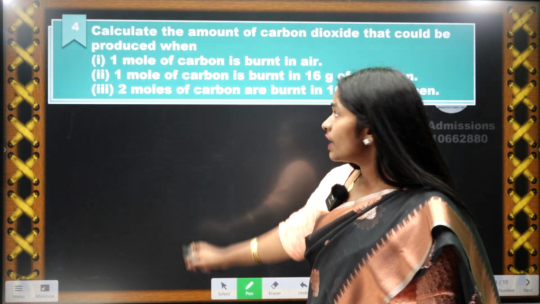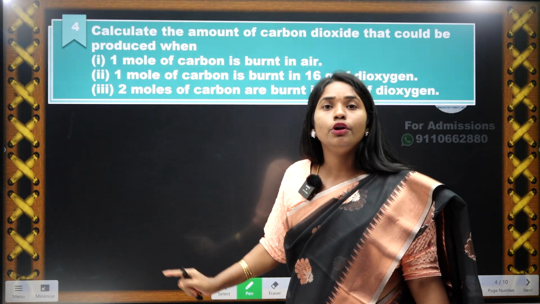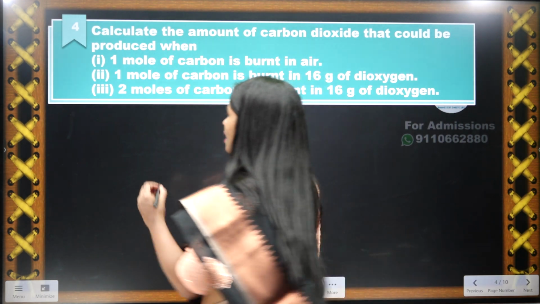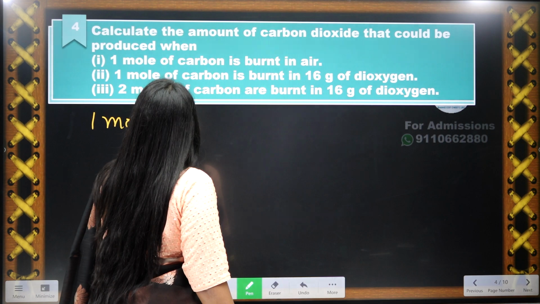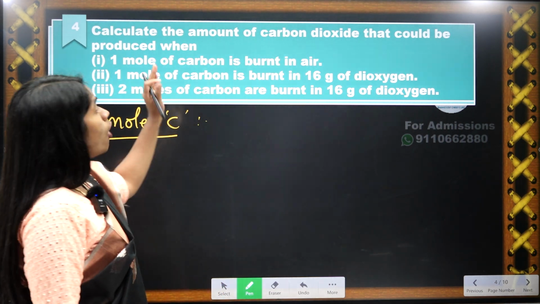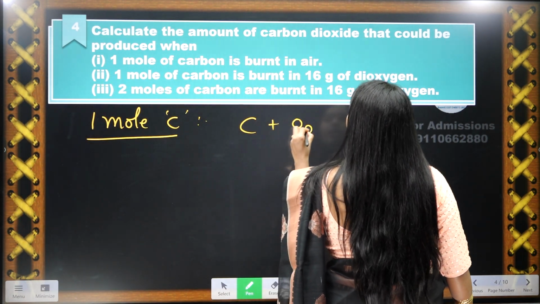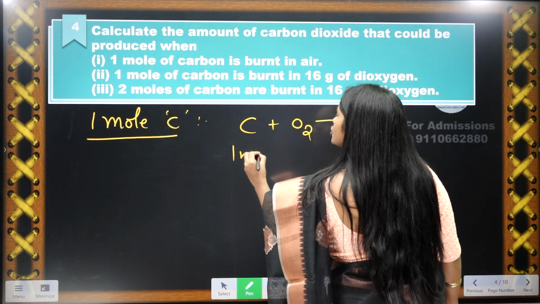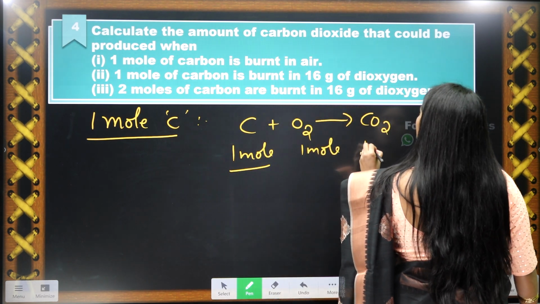Question number 4. Calculate the amount of carbon dioxide that can be produced when 1 mole of carbon is burnt in air. See here, 1 mole carbon is burnt in air. How much carbon dioxide is produced? Write the reaction. C plus O2 gives CO2. What is the stoichiometry ratio? This is 1 mole. This is 1 mole. This is also 1 mole.